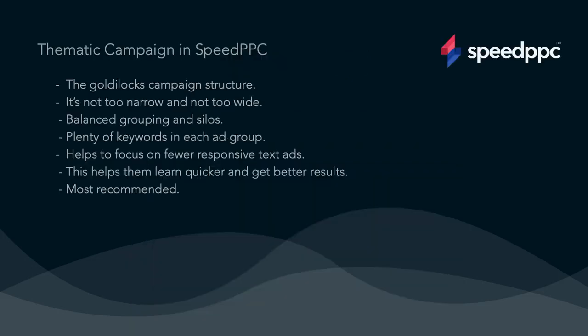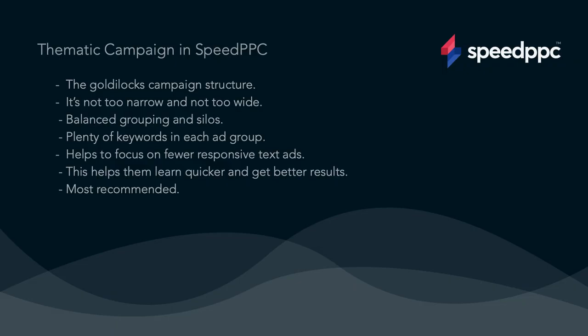A quick bit of background. The thematic campaign in SpeedPPC is also known as a single theme ad group campaign. This campaign is the most common campaign used in SpeedPPC these days since the close variant matching came into effect at Google. In many ways, it's the Goldilocks campaign structure. It's not too narrow and not too wide.